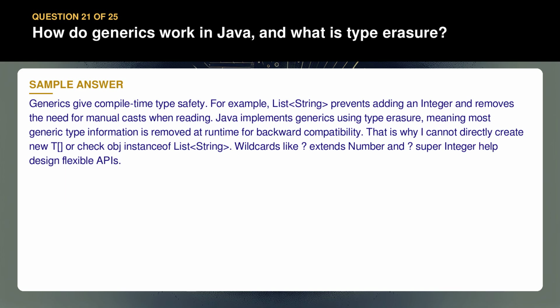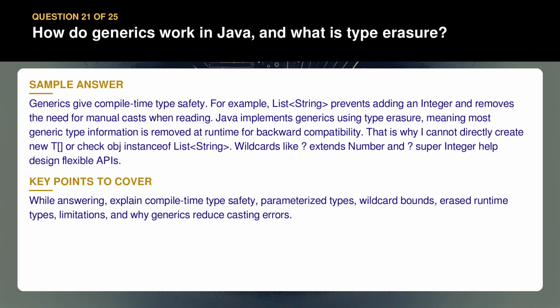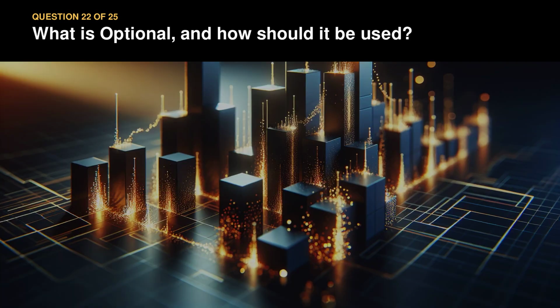Wildcards like ? extends Number and ? super Integer help design flexible APIs. While answering, explain compile time type safety, parameterized types, wildcard bounds, erased runtime types, limitations, and why generics reduce casting errors. Question 22. What is Optional and how should it be used?